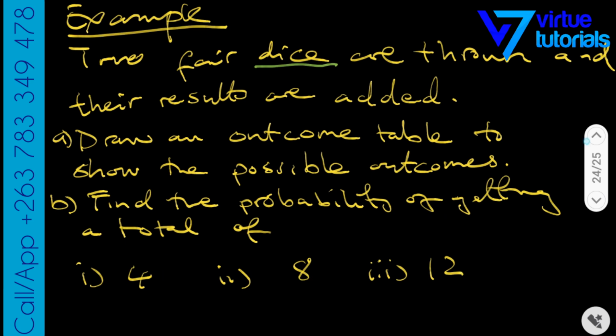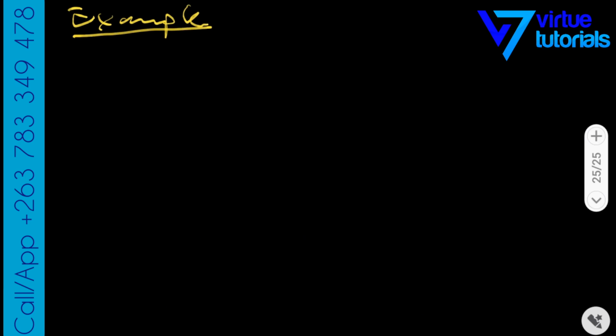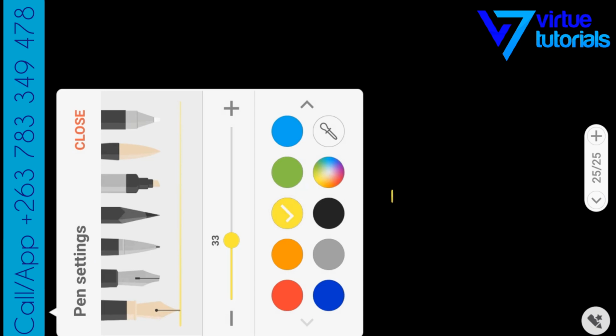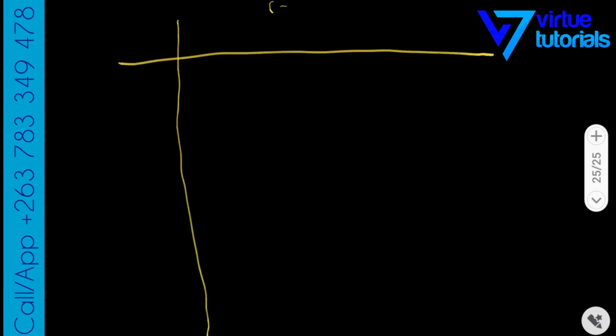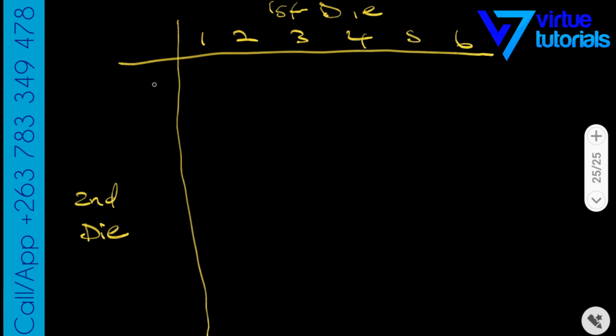So let's start with the outcome table again, right? Let me remove that. And then we can use yellow. It's bright. So again, we have two dice. So I'll just have two axes again, right? One axis is for the first die, and the other is for the second die. Now we know that when you throw a die, you can get a 1, 2, 3, 4, 5, or a 6. There are 6 possible outcomes. When you throw the second die, the same thing: 1, 2, 3, 4, 5, and 6.